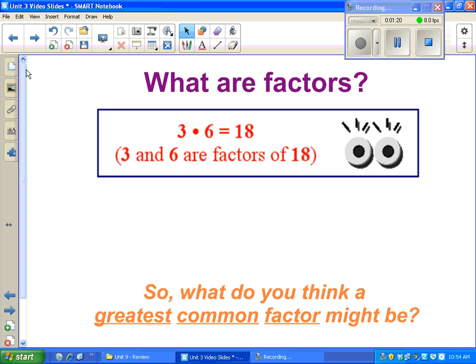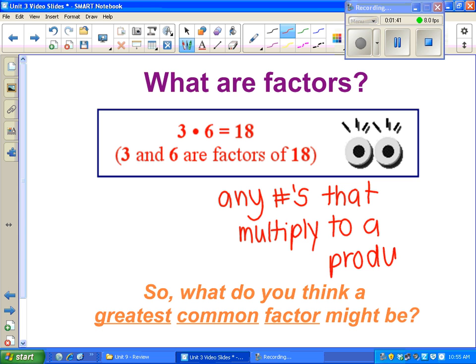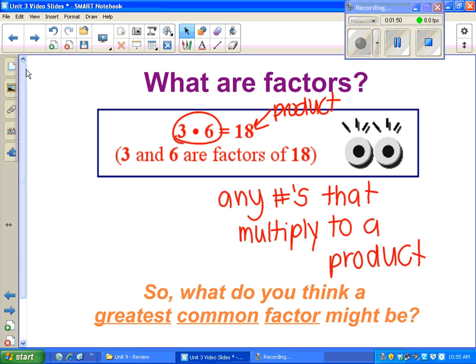So what are factors? 3 and 6, for example, are factors of 18. The way I think about factors is any numbers that multiply to a product. So in this example, they say that 3 and 6 are factors because they multiply to a product of 18. On the last slide, we talked about all these other factors.